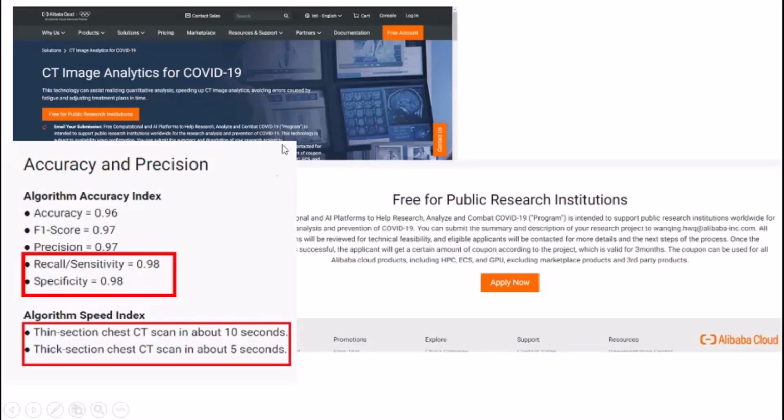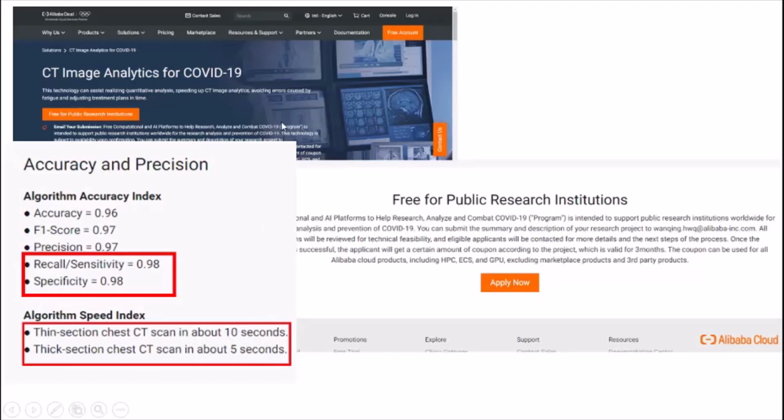Speaking of AI, Alibaba, the famous Chinese company, they have been investing in AI, and they managed to create a CT image analytics system for COVID-19 with, this is from their website, a sensitivity of 98% and specificity of 98%, and this is amazing. So regarding speed, a thin section chest scan can be studied in 10 seconds and you get the report. And if it's a thick section CT scan, it's about 5 seconds.